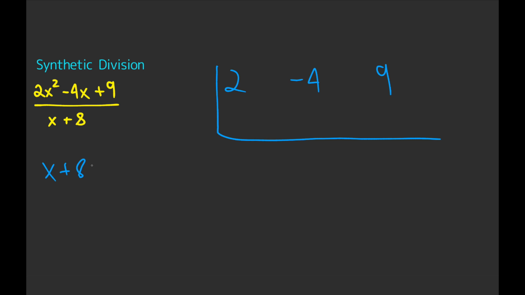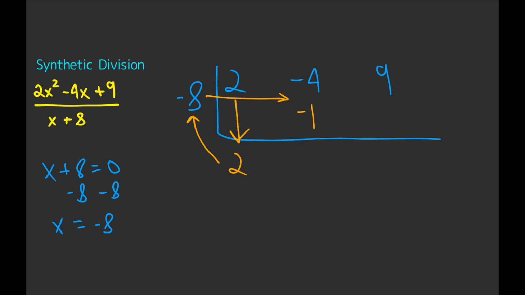The way we solve for x is we set it equal to 0, subtract 8 on both sides, and we get x equals negative 8. So negative 8 is going to go on the outside of our box. First step, we take the 2 down, and then we are going to multiply the 2 by negative 8. That gives us negative 16, and we put the negative 16 below the 4.